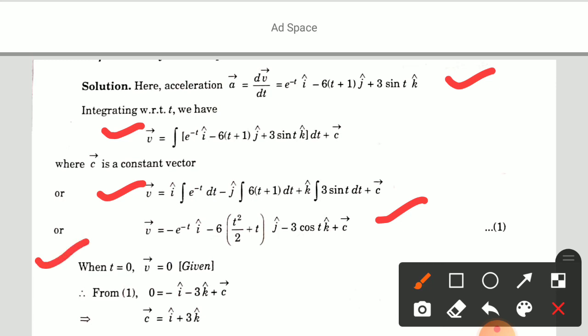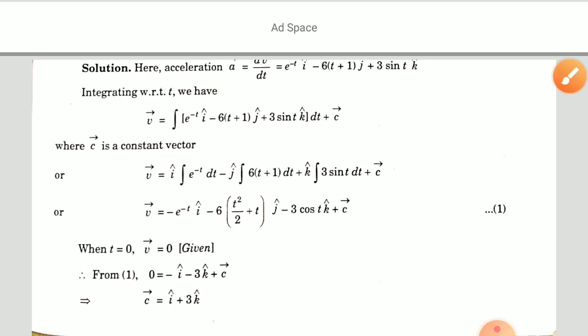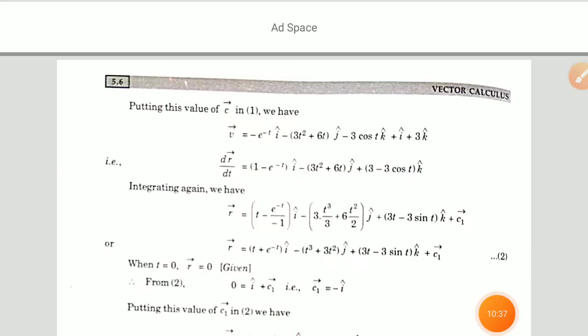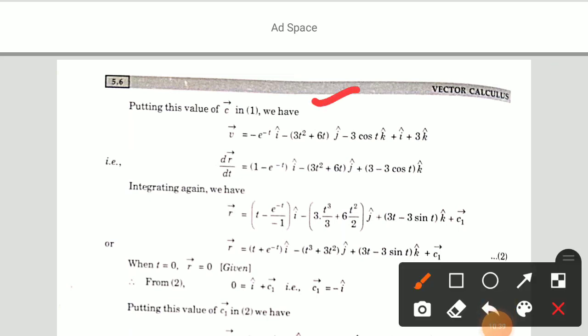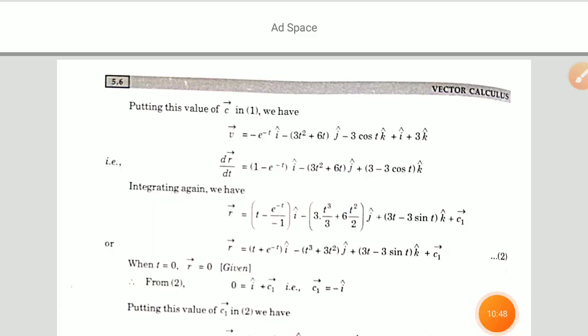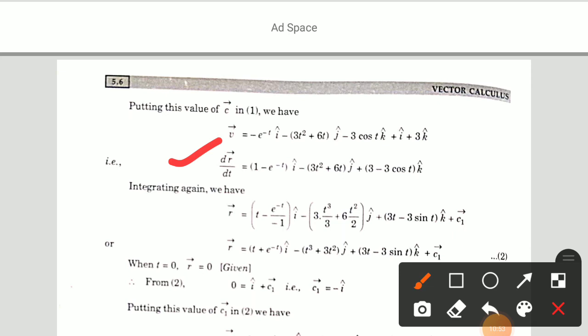When t is equal to 0, v is given to be 0, and putting the value in the first, we have c is equal to i plus 3k. Putting the value of c in the first, we have the velocity. That is dr by dt is equal to (1 minus e^-t) i minus (3t square plus 6t) j plus (3 minus 3 cos t) k.